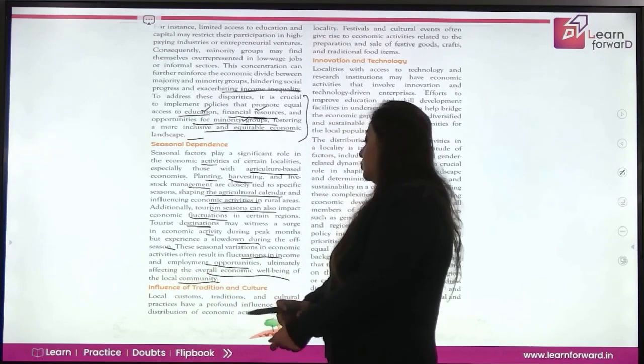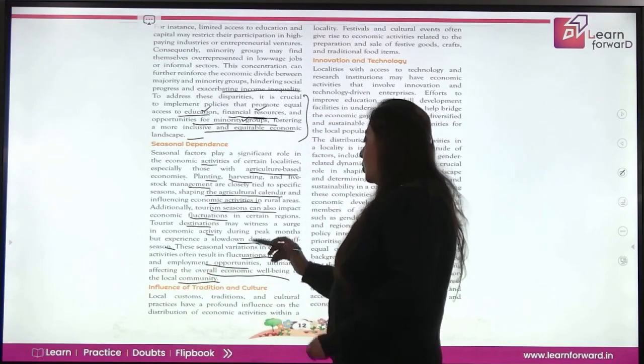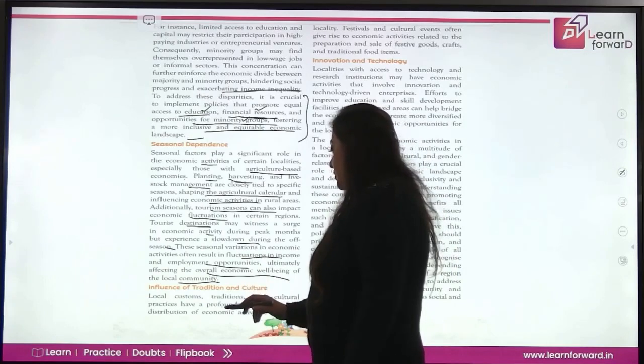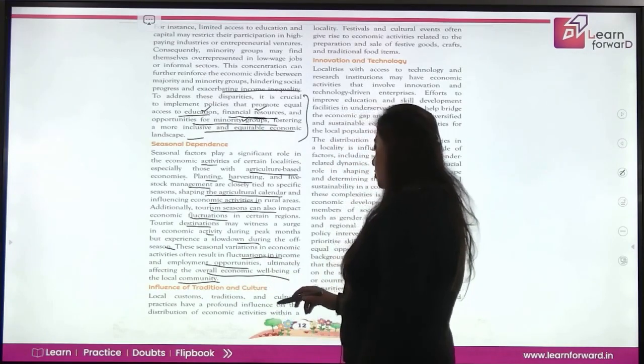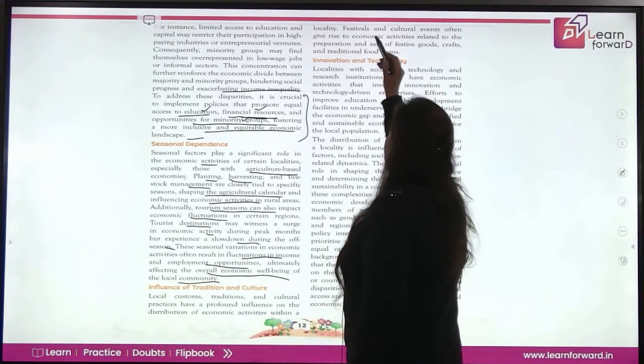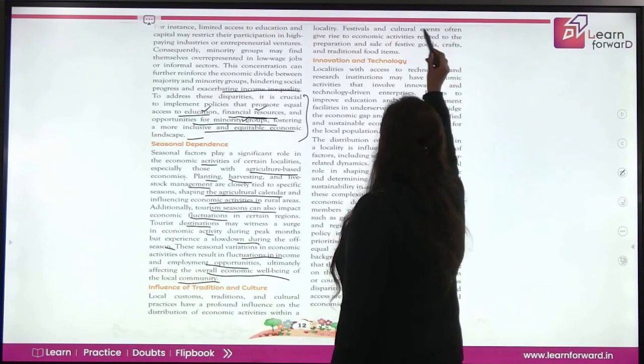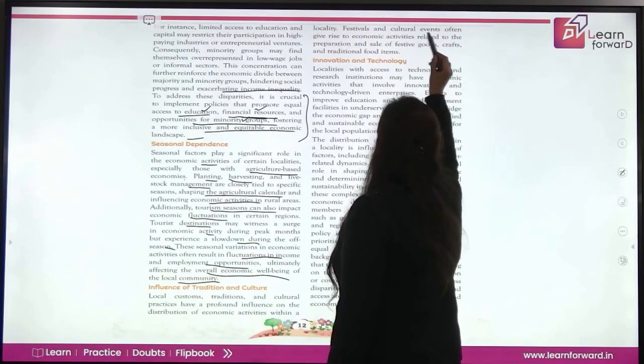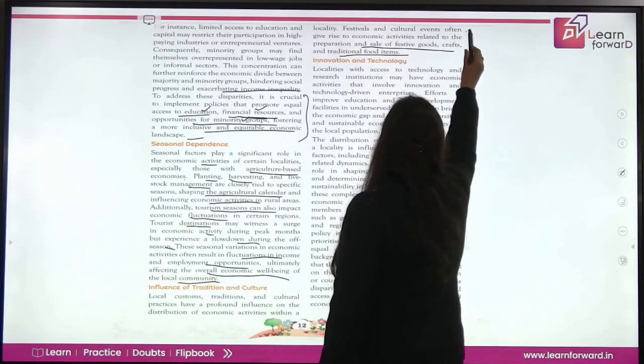Now let's come to the influence of tradition and culture. Local customs, traditions, and cultural practices have a profound influence on the distribution of economic activities within a locality. Festivals and cultural events often give rise to economic activities related to the preparation and sale of festive goods, crafts, and traditional food items.